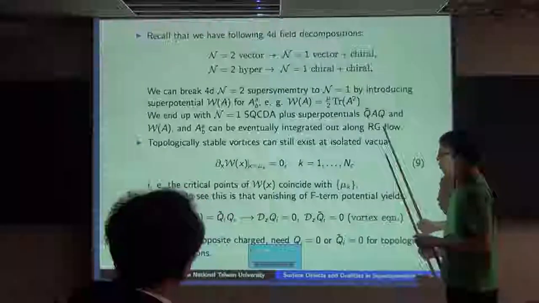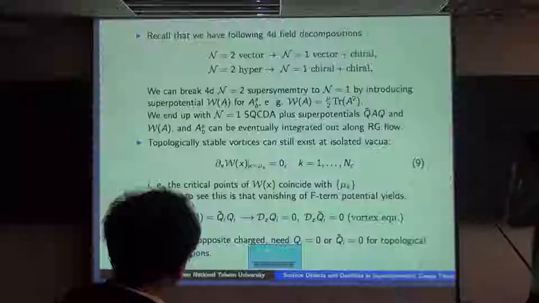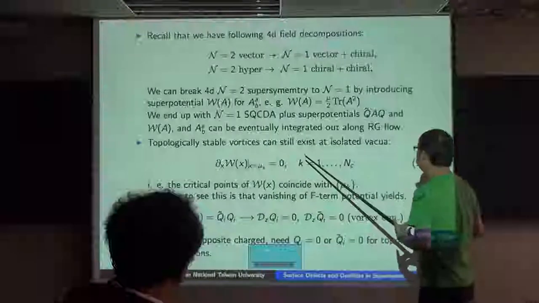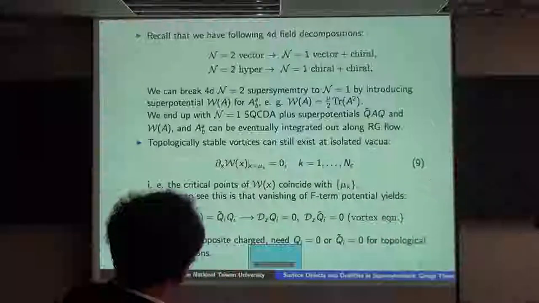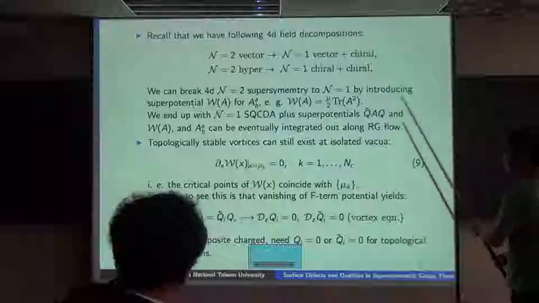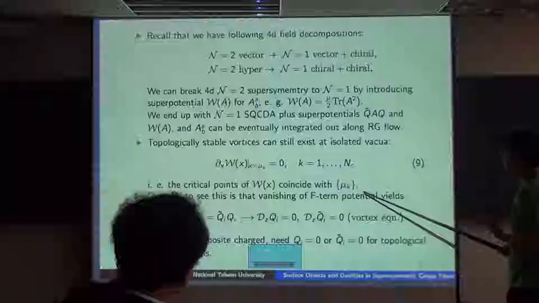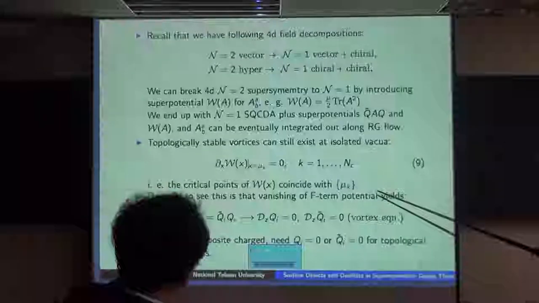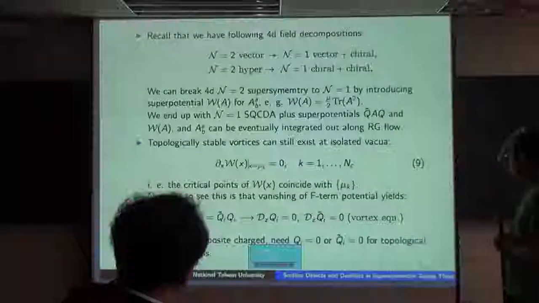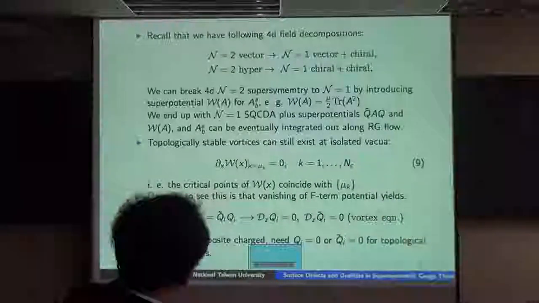Supersymmetry somehow, but now you're breaking further. What happened? Well, it turns out that the topological stable vortices can still exist at isolated vacua, basically at the minimum of those superpotentials, provided those minima coincide with the masses, if you have a mass parameter. And there's actually a very easy way to see why this has to be the case.